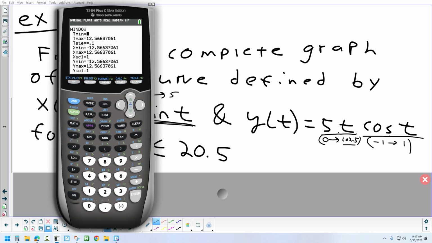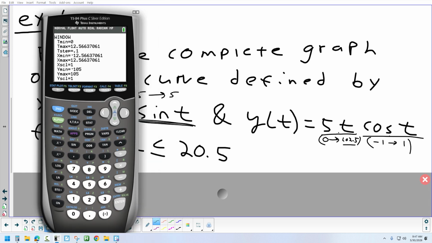So let's go to window. I'm just going to do negative 105. 105, that's fine. X, what did we say? Negative 5 to 5. So negative 5 to 5.